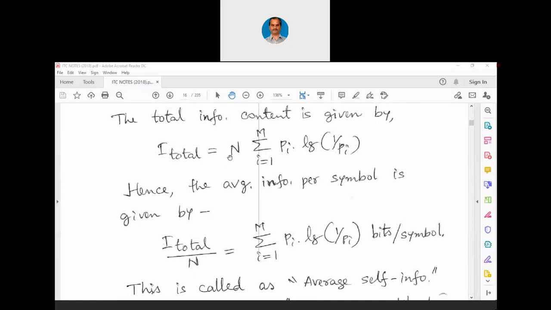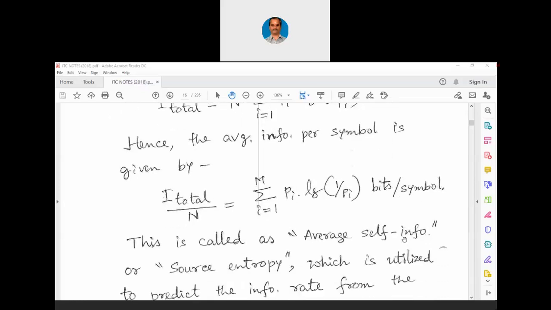This n will come here. I total by n, that is summation of i equals 1 to m, pi into lg of 1 over pi bits per symbol. You remember this? I had discussed this earlier also. It is bits per symbol because number of symbols is n here. That n went this side. So naturally it is bits per symbol.